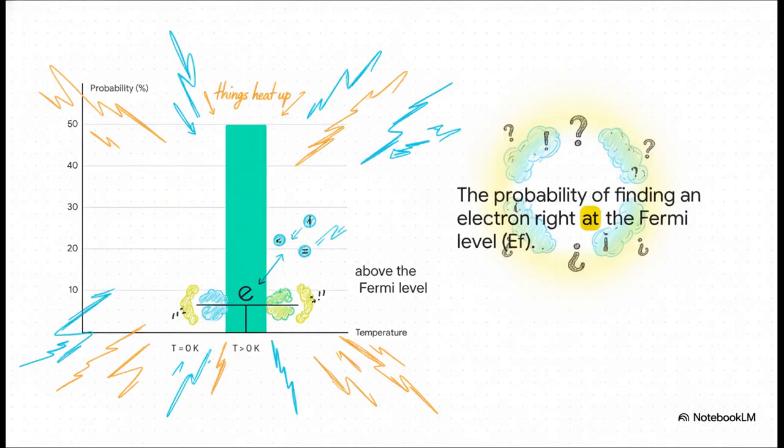But what happens in the real world, where things aren't at absolute zero? What happens when you add a bit of heat? Well, that perfect sharp step gets a little bit fuzzy. A few electrons get enough thermal energy to jump up to higher empty states.